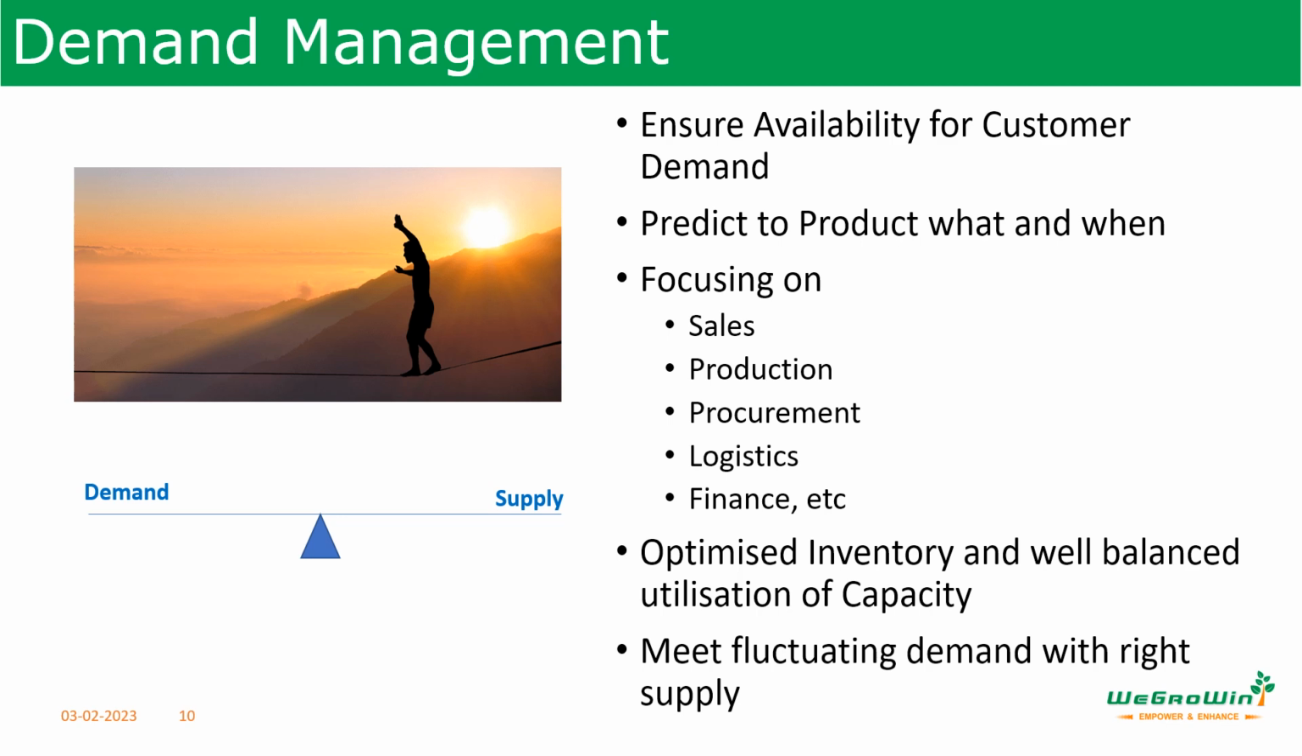So demand management is the function to ensure availability for customer demand. That is what is important. You need to predict what is to be produced and when it has to be produced. So it has to focus on sales, production, procurement, logistics, and finance. So optimized inventory will be well balanced utilization of capacity, right? We have to utilize the inventory properly and also utilize the capacity properly, which means we have to meet the fluctuating demand with the right supply. So demand and supply balancing is the main target for demand management.